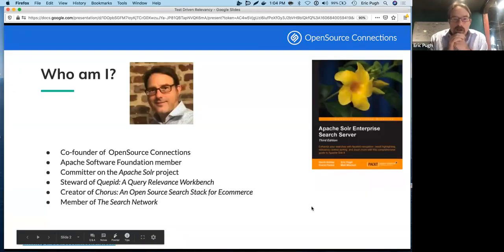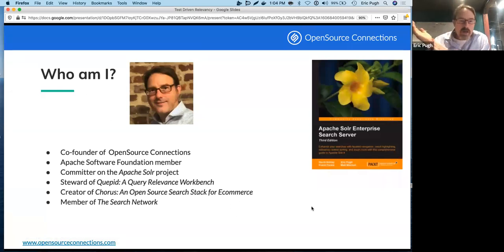So real quick, this is my current bio. I'm one of the co-founders of OpenSource Connections, a consulting firm, and a member of the Apache Software Foundation, something I'm very proud of. I've been involved in open source for a good chunk of my adult life. And Apache Solr, which is one of the most common open source search engines. You might have heard of Apache Solr or Elasticsearch. I recently became a committer on that project. Only took 1,778 days after my very first contribution. I'm also steward of Quepid, an open source project that is all about measuring your search quality and what I'm going to be showing you guys today. So really excited to do that.